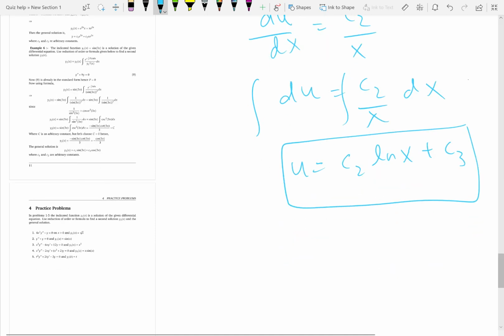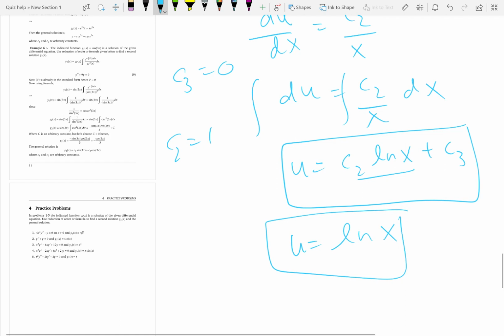Okay, we are almost done. Now we get to choose our constants c2 and c3. Let me say my c2 is 1, because I get a cleaner function. Let's choose c3 to be 0. So u is just natural log x. Try to get a cleaner function like that. So u is natural log x.